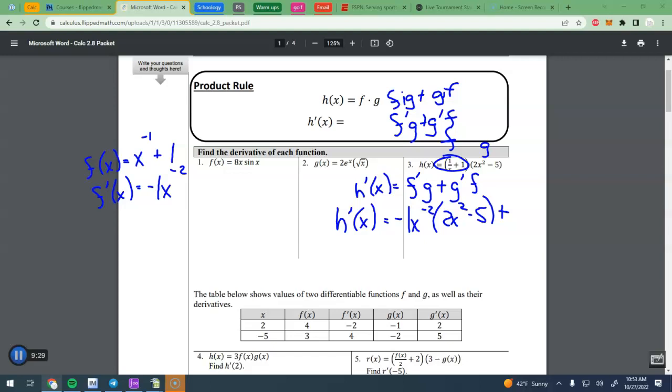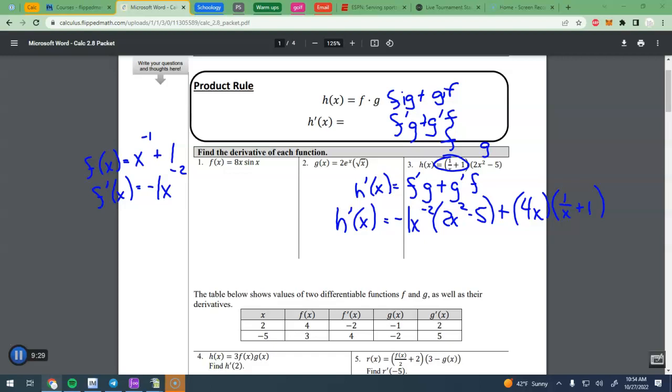That's my fig. Now I gotta do my GIF. So G prime, if this is G, what's G prime? 4x. Thanks for your patience there. And then I'm just writing down F. And again, for now, that's fine. That works for me. That's your product rule. You're okay.